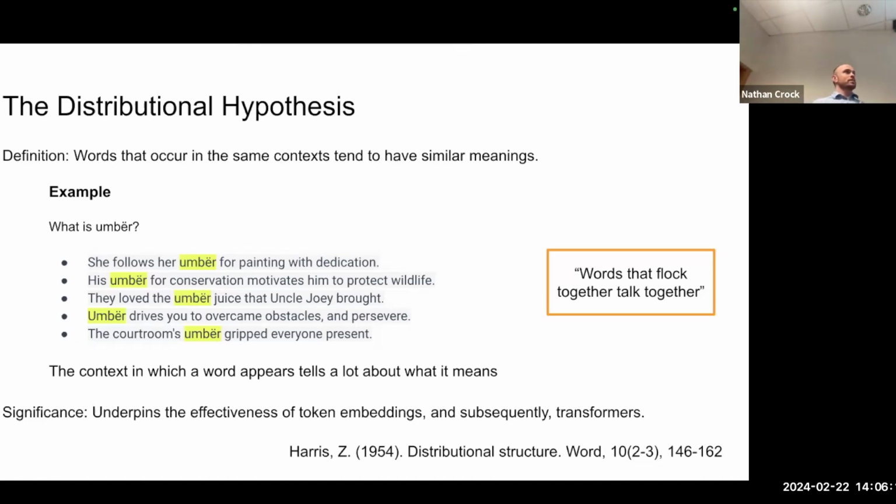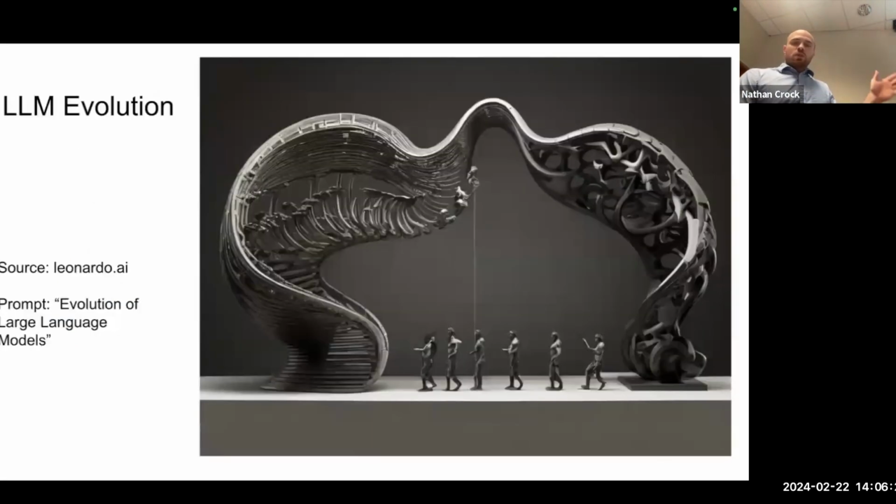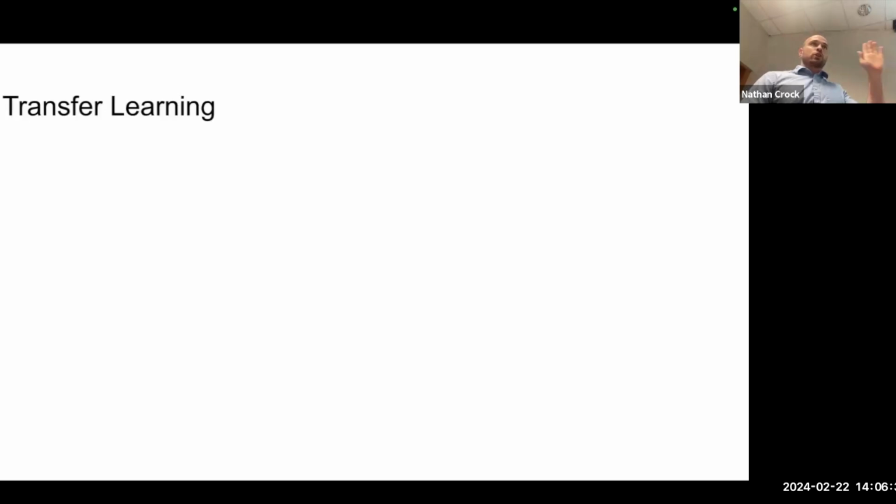Yeah. Good question. Okay, so let's do this pretty quickly, and then we'll talk about some interesting work. Once again, I asked AI, what is the evolution of large language models? This is what it happens to think that looks like for whatever reason. All right, so transfer learning. Here's my fun little cartoon to help you understand transfer learning, and then we'll talk about it technically.